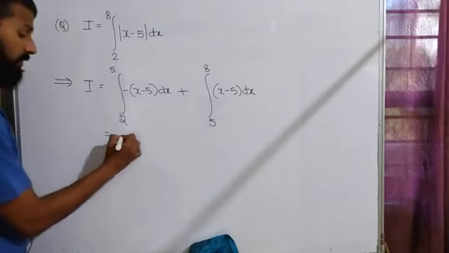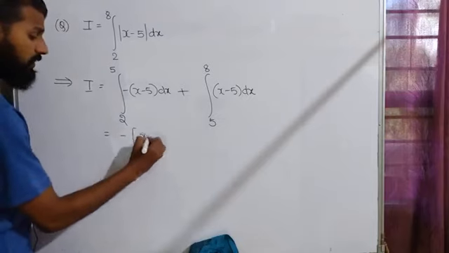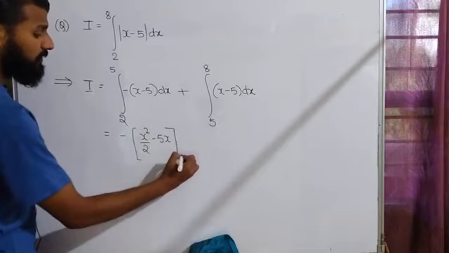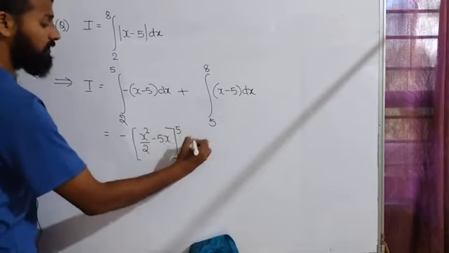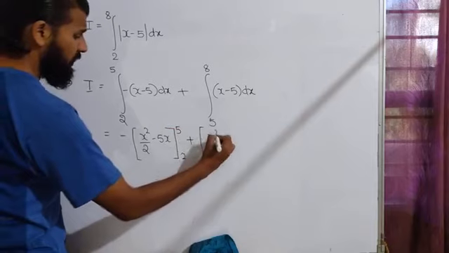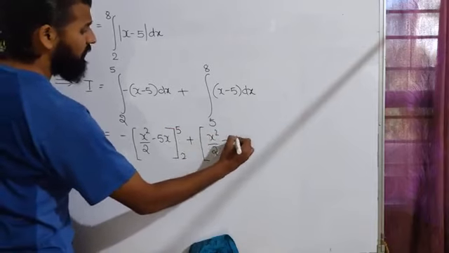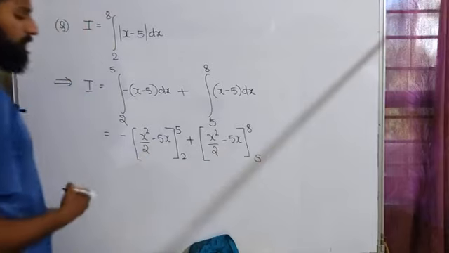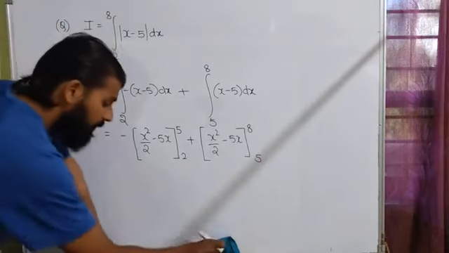So let's do the integration. It will be x square by 2 minus 5x, with limits from 2 to 5, and this will be x square by 2 minus 5x, with limits from 5 to 8. So let's apply the upper limit, my dear friends.